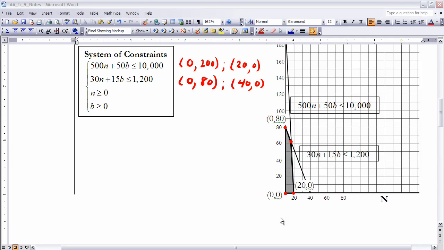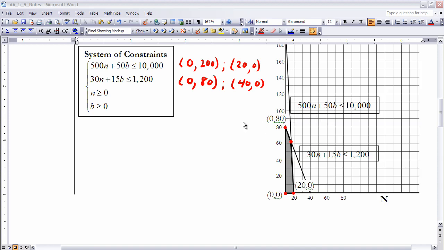Okay, the next thing we have to do is find the vertices of the feasible region. Well, to do that, three of the vertices are very easily found. One is 0, 0, obviously the intersection of n equals 0 and b equals 0. The second one, 0, 80, would be the y-intercept of 30n plus 15b equals 1,200. And the third one, 20, 0, is the x-intercept of this.